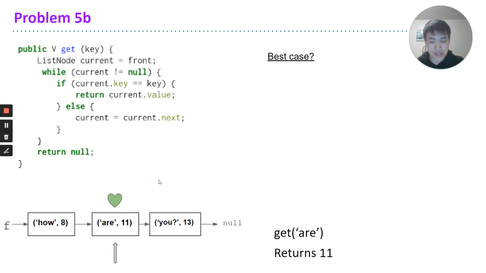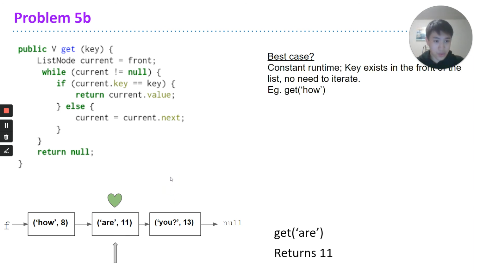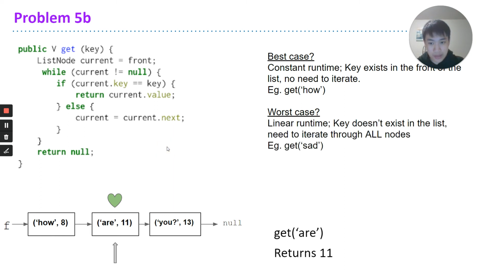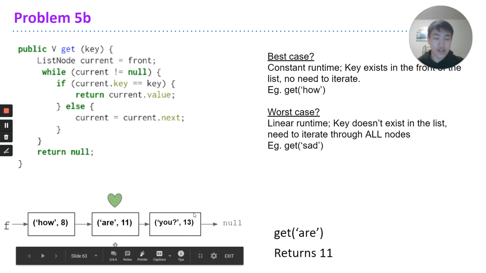Now again, let's look at the best case, which is when the key exists in the front of the list. That means I stop iterating at the front node, which means it would just be constant runtime. The worst case is linear if the key doesn't exist in the list at all. That means I have to go through all of the nodes to figure out if it even exists. If I search for a key which doesn't exist within any of the nodes, I will go through P, R, U, and so I would iterate the entire size of our list.